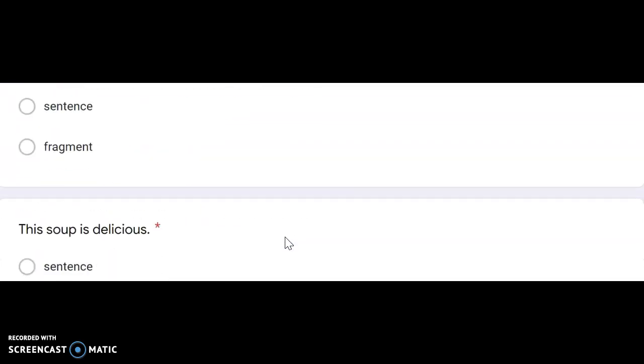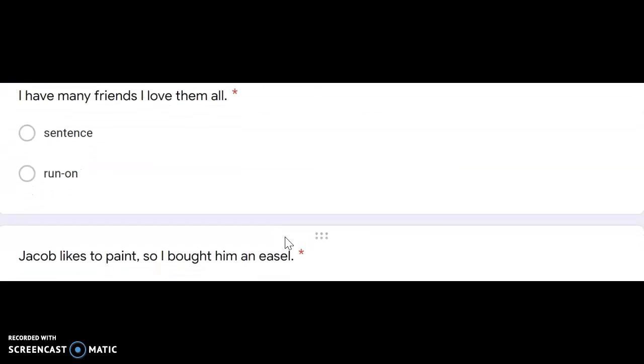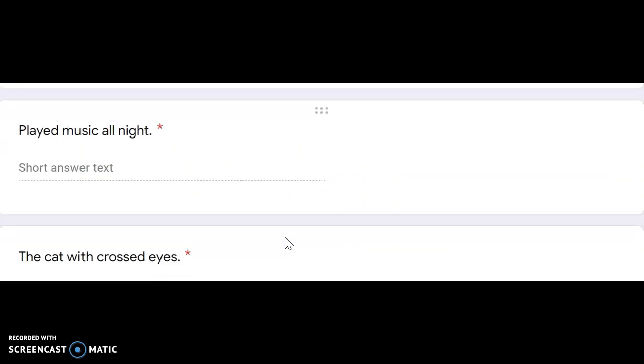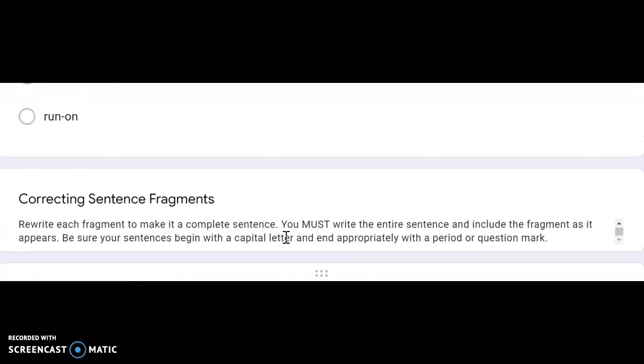If it asks you to identify the subject or subjects, keep in mind that sometimes there's more than one subject in a sentence. We talked about compound subjects and compound predicates, so you might have two or more subjects, or two or more predicates. That's why it says identify the subject, and then in parentheses there's an S: subject or subjects, predicate or predicates.